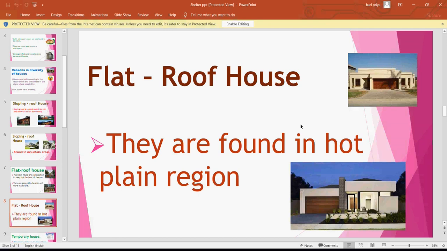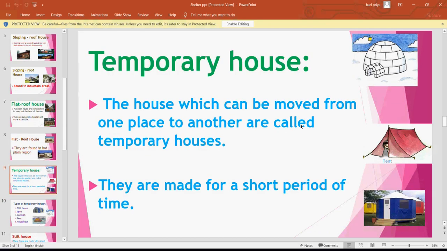Okay, can we move to the next topic? Are you clear with these two types of houses? Okay. Okay, dear. Thank you. So, next, we are going to move to an interesting topic, which is temporary house.